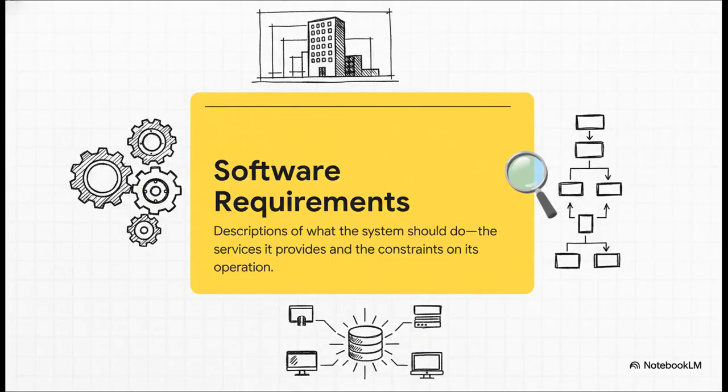So, in the world of software, that blueprint has an official name. We call it software requirements. And really, all it is is a document that describes exactly what the software is supposed to do, what services it should provide, and what constraints or rules it has to operate under. It's basically the single source of truth that the entire team can look at and say, yep, this is what we're building.